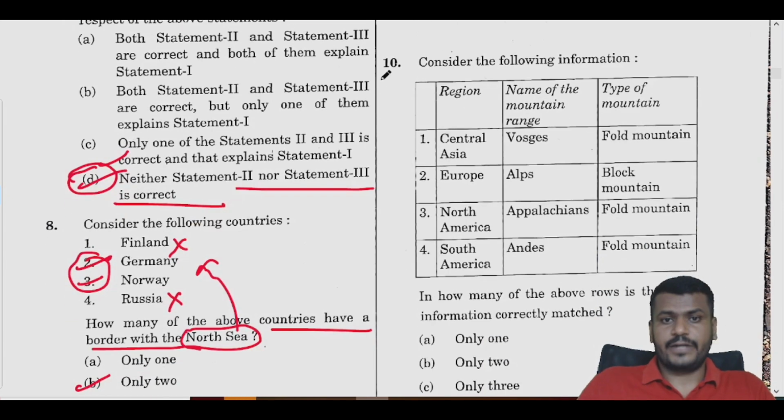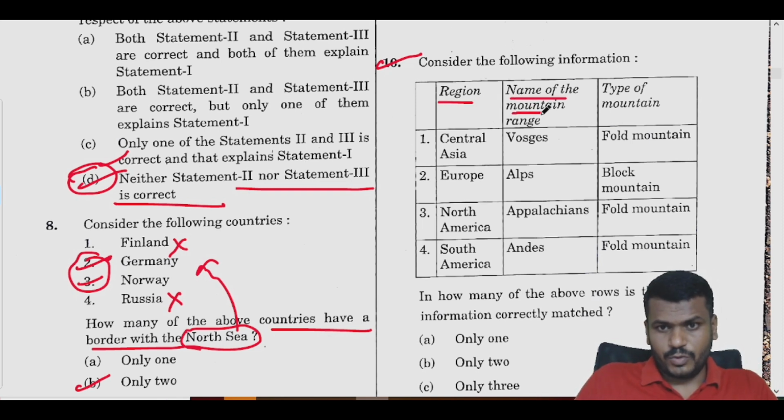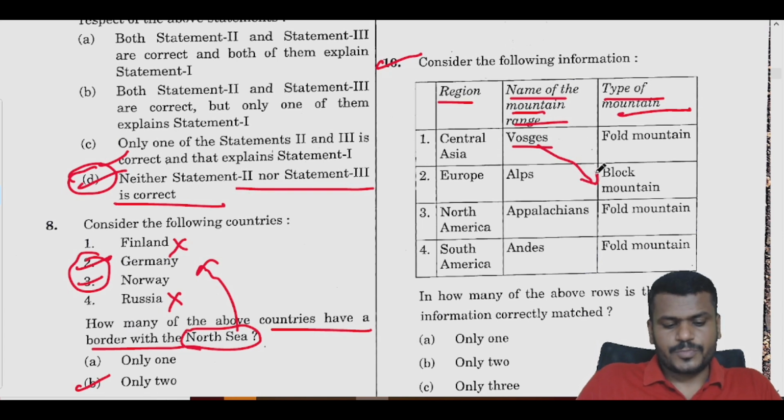Okay, next, 10th question. Consider the following information: region, name of the mountain range, and type of the mountains. See, guys, this is definitely important. See, the first one, Vosges mountains, they have given as fold mountains, but they are not fold mountains, they are block mountains. So that match is not correct. First one is not correct.